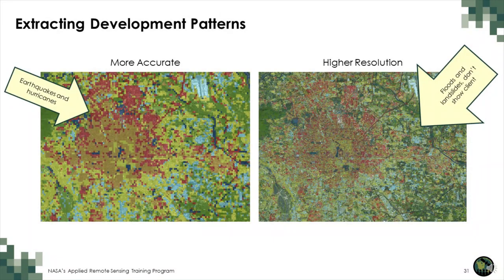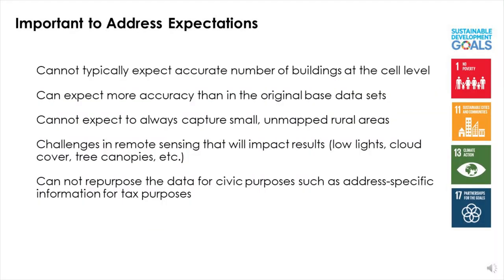So in essence, this does get back to the nature of the peril, however. The more accurate aggregated results that you might have are nice for earthquakes and hurricanes, but the higher resolution for floods and landslides is probably much more appropriate. But again, that's difficult data to distribute. Because at the cell level, there might be just so much variation, and people would be very tempted to repurpose that data. So having that built into a model might be a more reasonable way to use it.